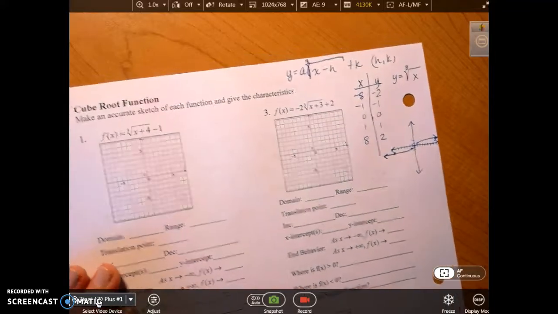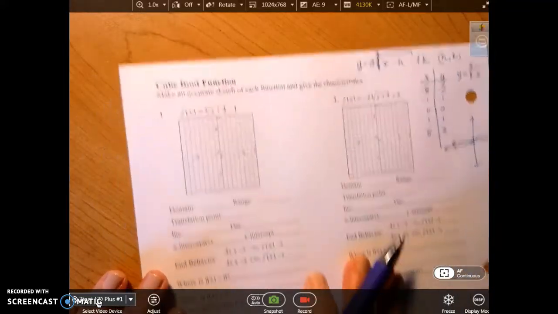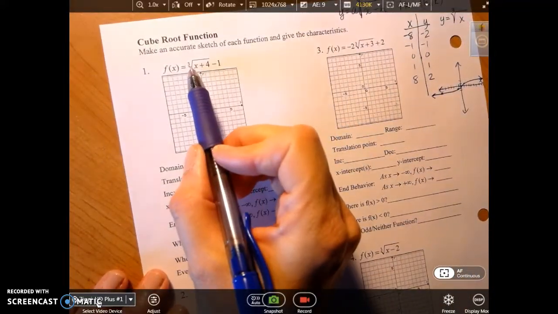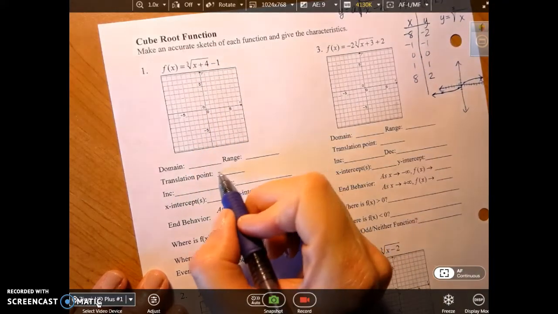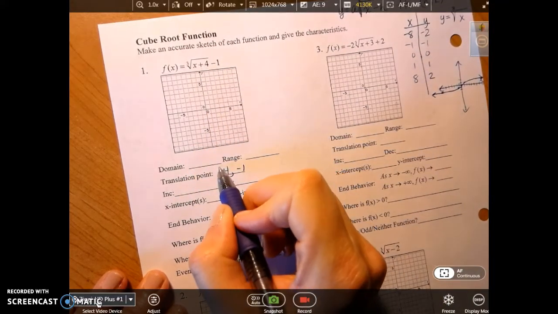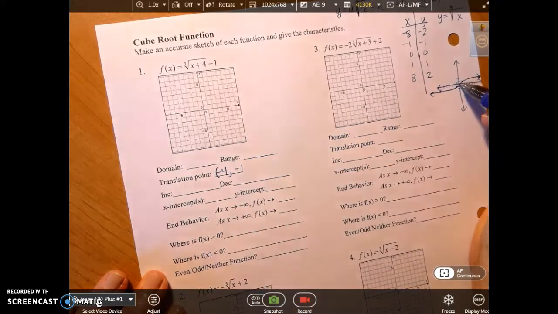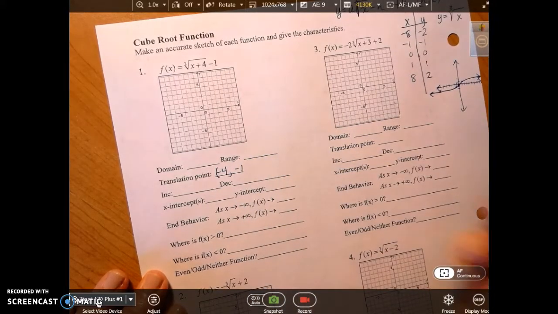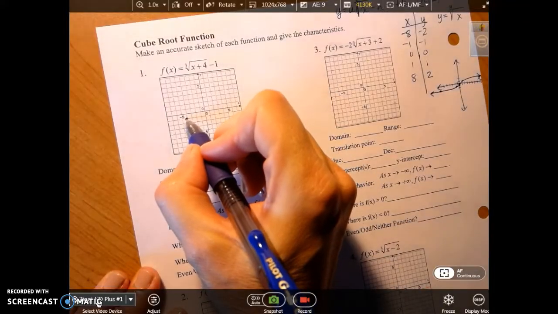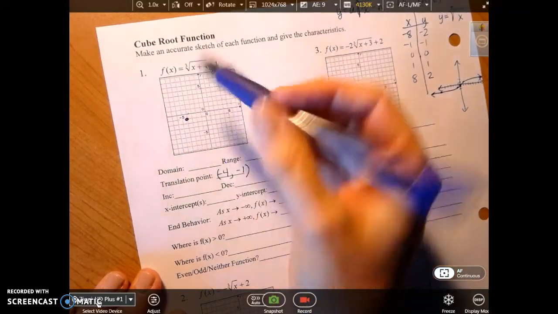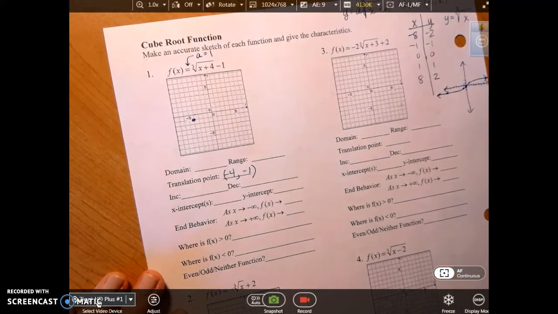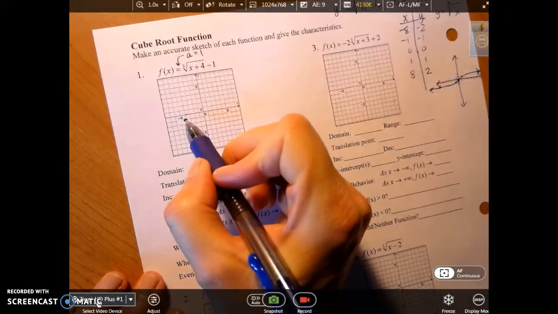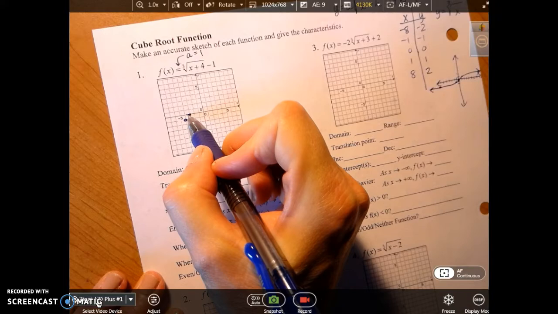Now, let's do number 1 on the back. So I'm going to start by looking at my translation point. It's -4, -1. And again, this is not actually a max or a min. It's not a vertex. So -4, -1 is where it's translated. So let's move it there. And it's not stretched or compressed or reflected at all because A is 1. So I know I can just do my normal moves, which means 1 to the right, 1 up.